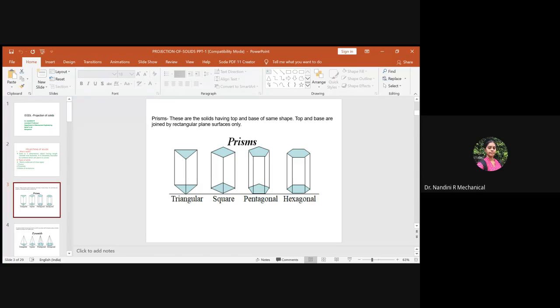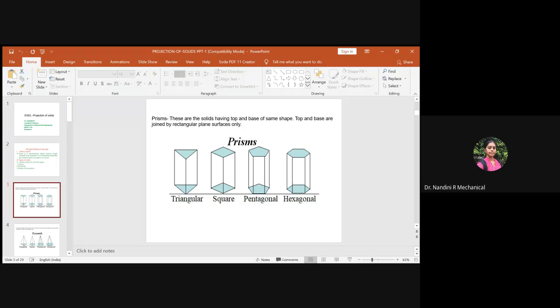And if they tell a triangular prism, this image has to come in your mind, which object you are using. If they tell in the problem it is a square prism, this object should be visualized. If they tell a pentagonal prism, you should visualize this image. And if they say it is a hexagonal prism, then this image should come.